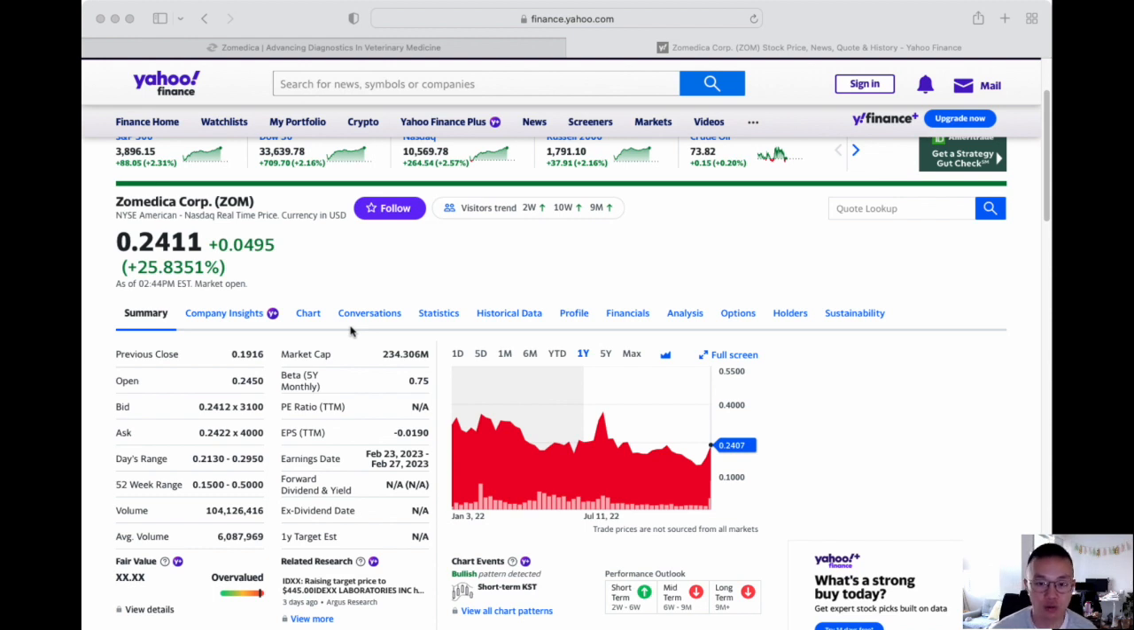Throughout the year of 2022, it's been bleeding out. Zomedica makes veterinarian-related products where they're helping to advance diagnostics in the veterinarian space, right? So there's not too much competitors in this environment. So that's a good thing for shareholders who are considering this company.